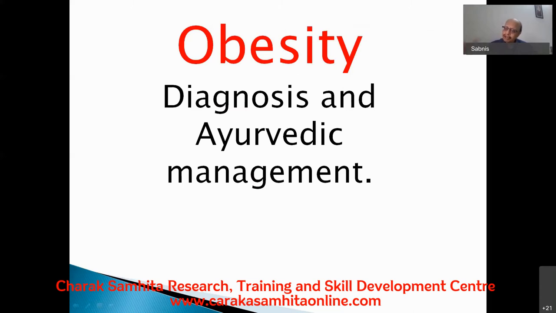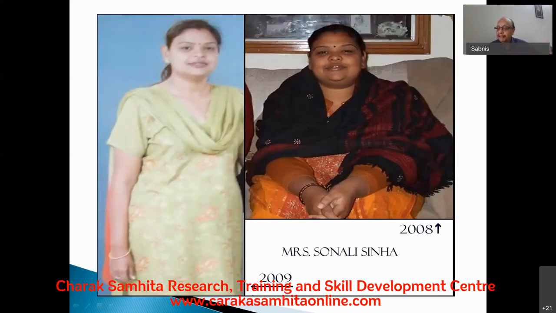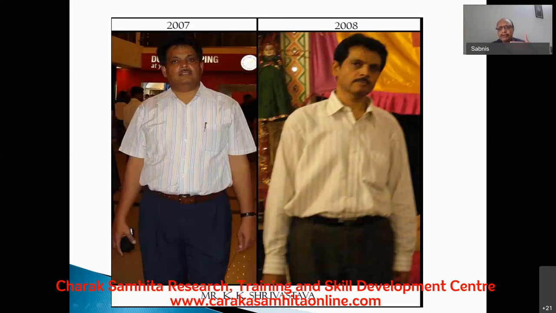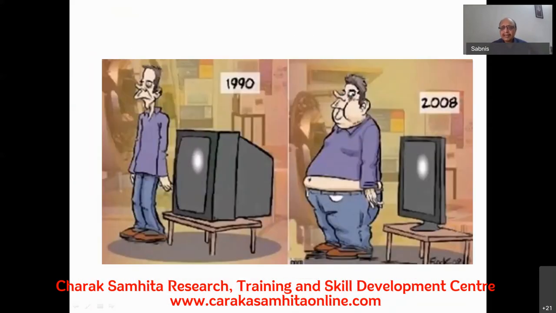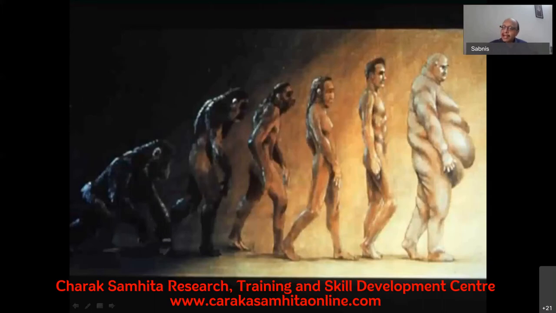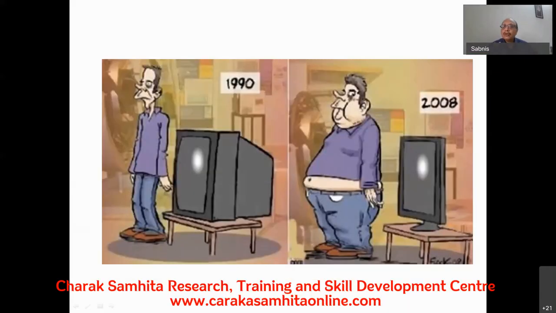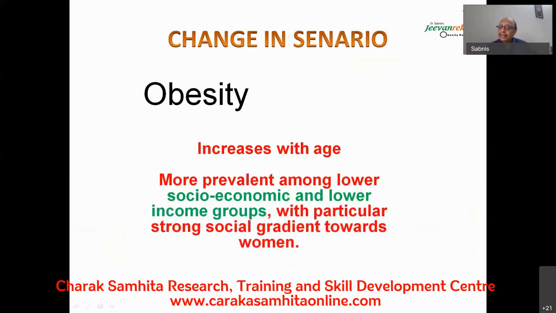Now, till date, we have crossed 50,000 plus patients treating obesity, where we have helped patients to reduce up to maximum 59 kg weight. We have given a weight reduction of 59 kg, and in juvenile obesity, we have given a weight reduction up to 54 kg. These are some patients who have reduced weight. And you can see now the scenario is going, as the sedentary lifestyle is increasing, the person is becoming fatter and fatter. So there is a change in scenario, that obesity increases with age, more prevalent among lower socioeconomic and lower income groups with particular strong social gradients towards women.